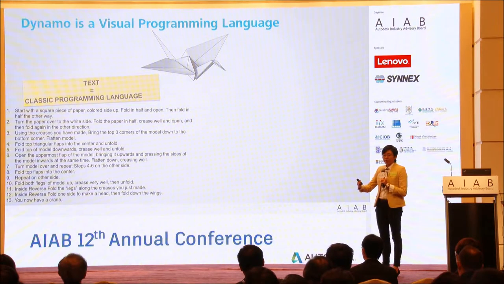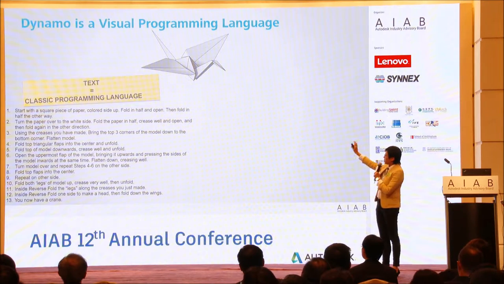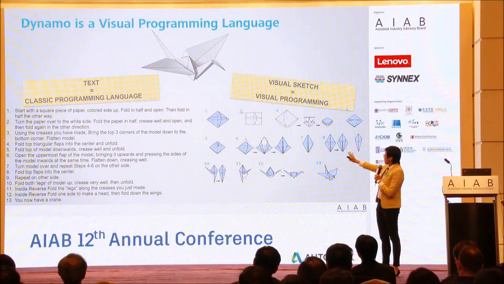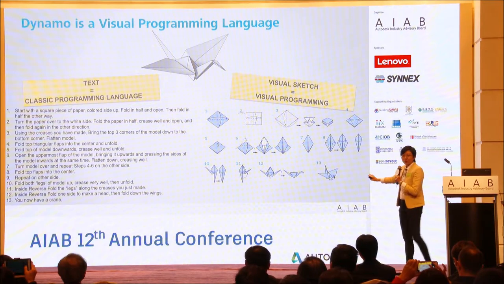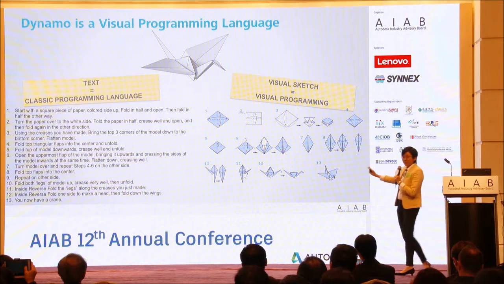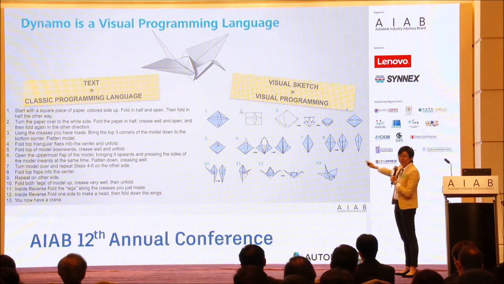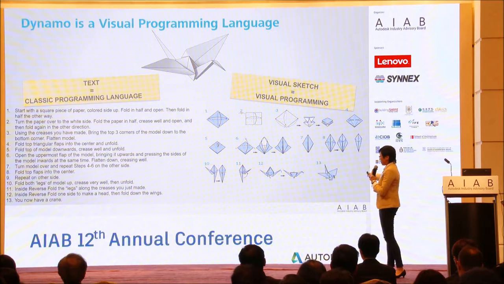Traditional programming, like C#, is just this kind of text. Imagine you have to make this paper bird, and I tell you there are two methods, two instructions to make this. What would you choose to follow? The answer is obvious, right? I think most of you would choose this one. And myself, I would choose this one, of course, because the other has 30 steps.